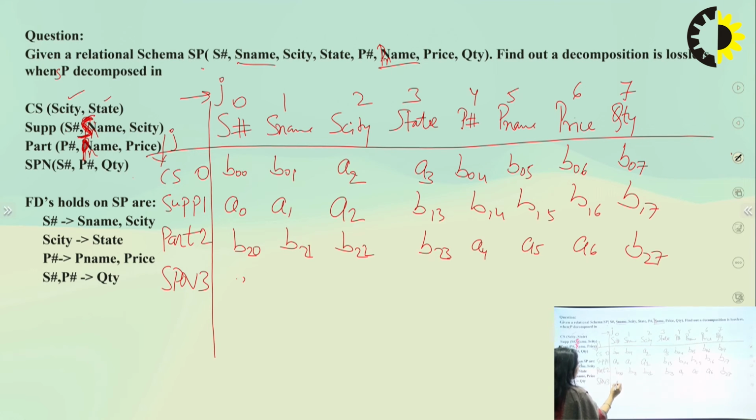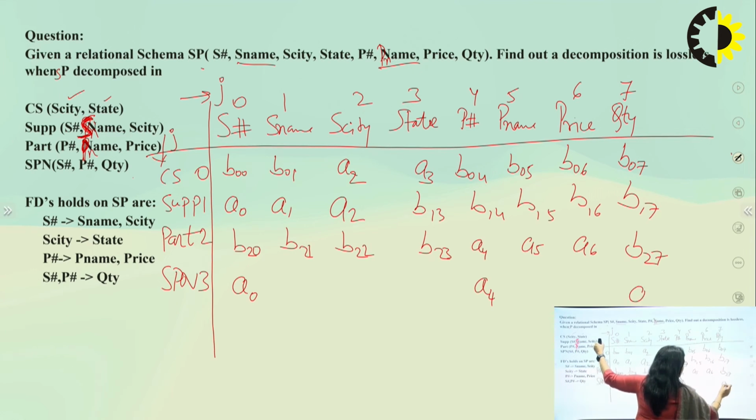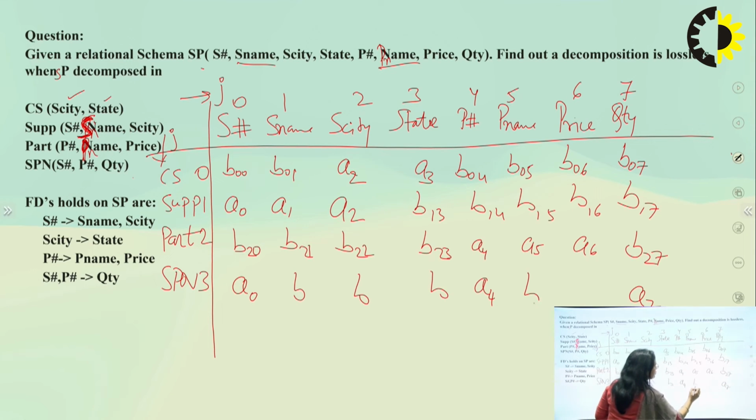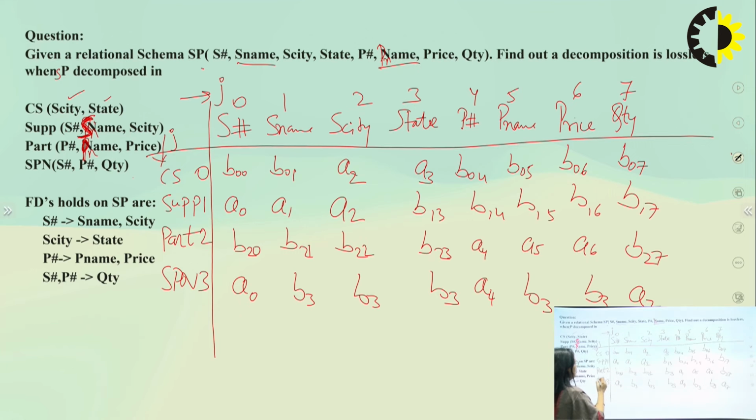S hash will be filled with A with the column number. P hash will be filled as A with the column number. Quantity will be filled as A with the column number. All others will be filled as B. Third number, this, 1, 2, 3, 5, 6. So this way we have filled all the matrix elements.